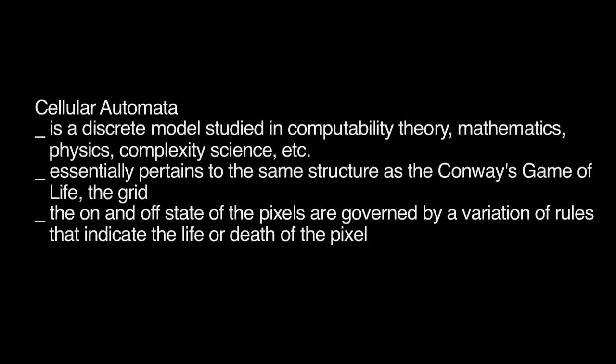It essentially pertains to the same structure as Conway's Game of Life, based on on-off states on a grid, but the rules that govern the on and off states of the squares vary and alter. So here we have an example of that very same system, where right now we have logic being applied sequentially from top to bottom, and the cells are being turned on or off based on certain rules. The rules are alternating, so every time the sequence is over, a new set of rules is applied.